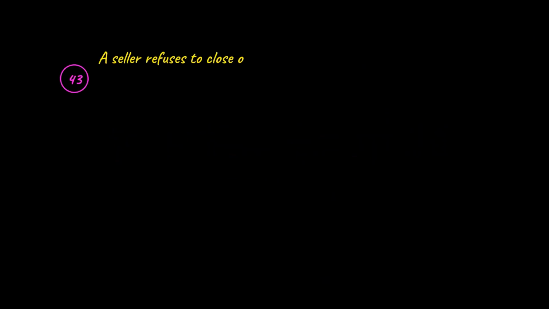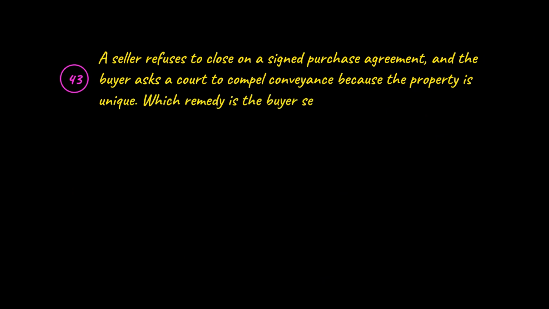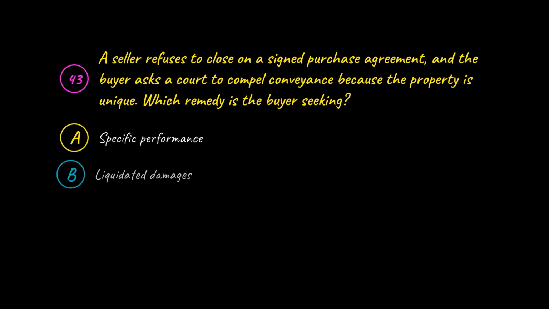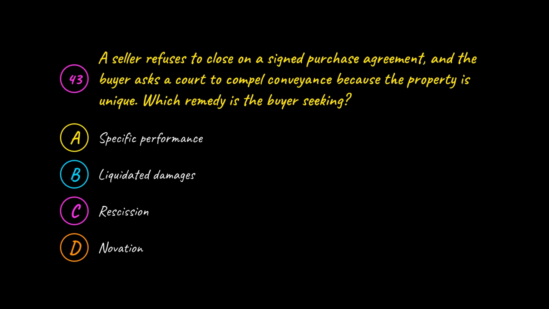Question 43. A seller refuses to close on a signed purchase agreement, and the buyer asks a court to compel conveyance because the property is unique. Which remedy is the buyer seeking? Your options are A. Specific performance, B. Liquidated damages, C. Rescission, D. Novation. Before I reveal it, which one do you think is right?